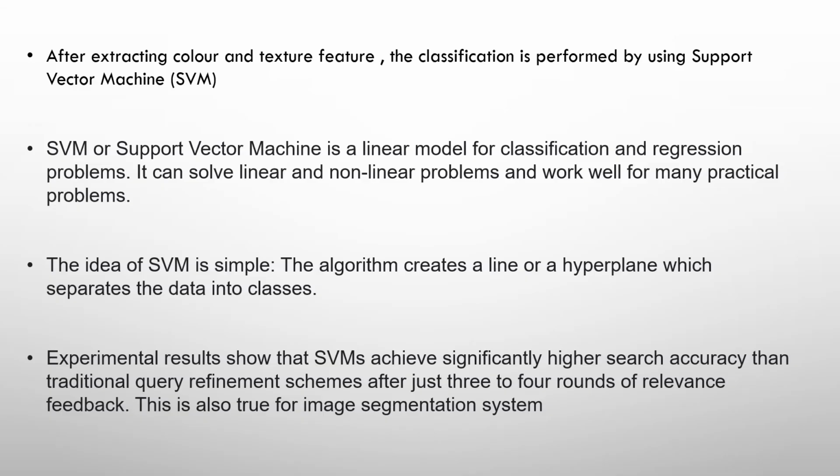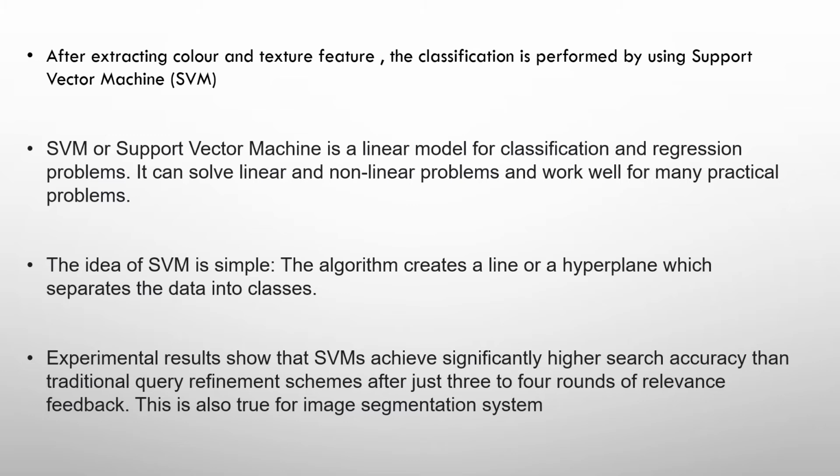Another tool used for classification is SVM, which is Support Vector Machine. After extracting color and textual features, the classification is performed by using Support Vector Machine. Support Vector Machine is a linear model for classification and regression problems. It can solve linear and non-linear problems and works well for many practical problems.